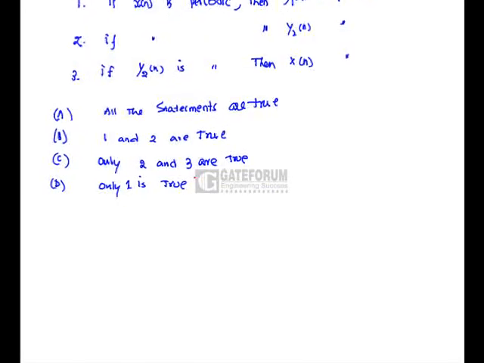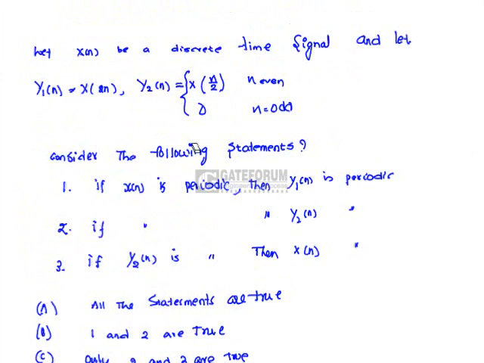Let x of n be a discrete time signal. y1 of n equals x of 2n, y2 of n equals x of n by 2 for n even, and y2 of n equals 0 for n odd. Consider the following statements. If x of n is periodic, then y1 of n is periodic. If x of n is periodic, then y2 of n is also periodic. If y2 of n is periodic, then x of n is periodic.